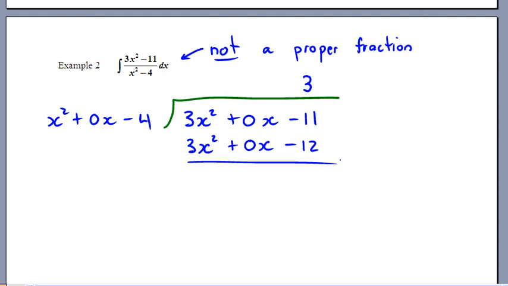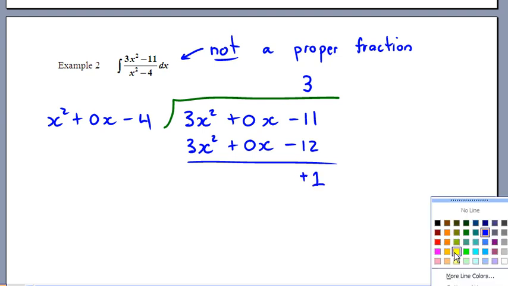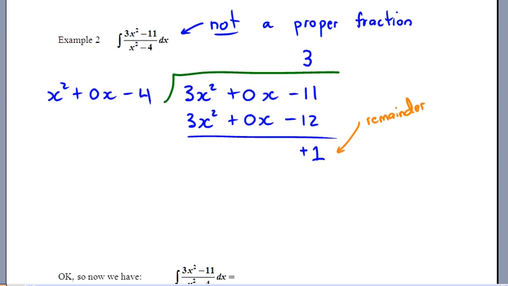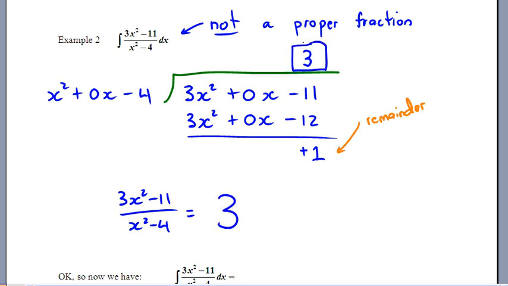All right, subtracting. First couple of terms go away, that's a good deal. Then I would have this negative 11 minus a negative 12, so I'd have an actual positive 1. That is the remainder that happens when you do the division. And so I can now turn this into kind of like a mixed number of algebra. I can say that your old story, 3x squared minus 11 sitting on top of x squared minus 4, is the same thing as just a plain old 3, plus the remainder, which goes right there, sitting on top of the denominator.